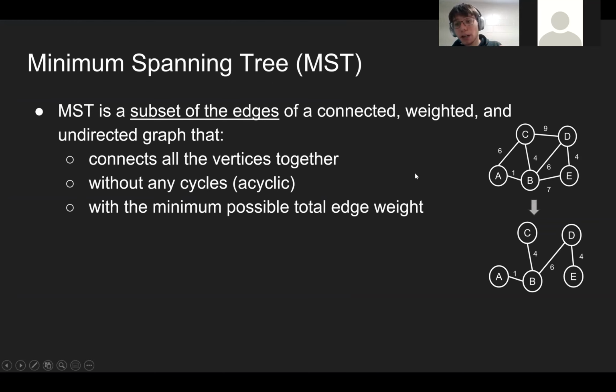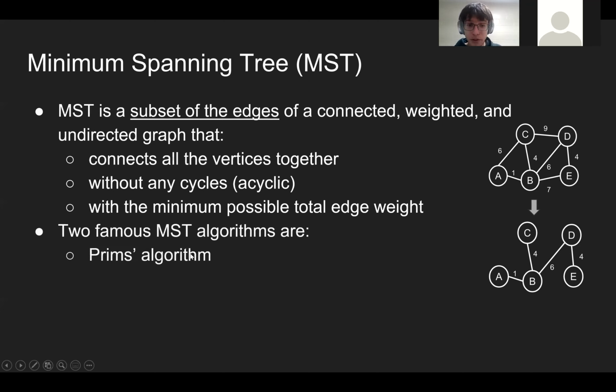But the main idea, or more importantly, it puts all of the vertices into one structure, or selects all the vertices with the minimum cost. That's why it's the minimum spanning tree. It has every vertex in it with the least cost of all the edges.